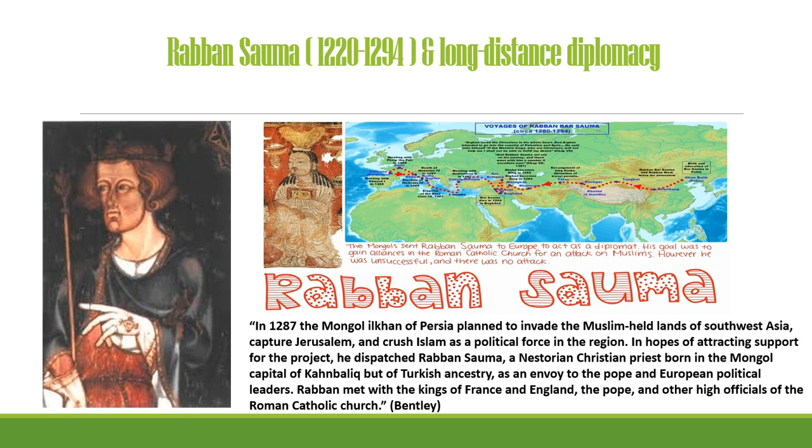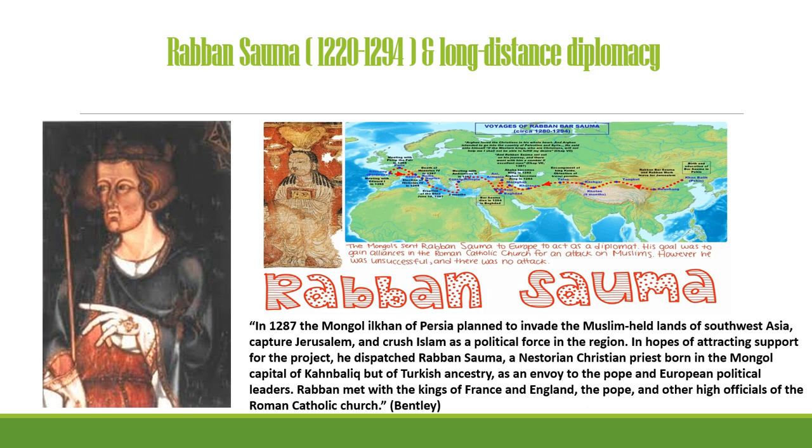Rabban Salma is not as well known, at least to Americans, as Marco Polo, and long distance diplomacy. Our text does talk about this, and in fact, Bentley says in 1287 the Mongol Ilkhan of Persia planned to invade the Muslim held lands of Southwest Asia, capture Jerusalem, and crush Islam as a political force in the region. In hopes of attracting support for the project, he dispatched Rabban Salma, an historian Christian priest born in the Mongol capital of Kanbalik, but of Turkish ancestry.